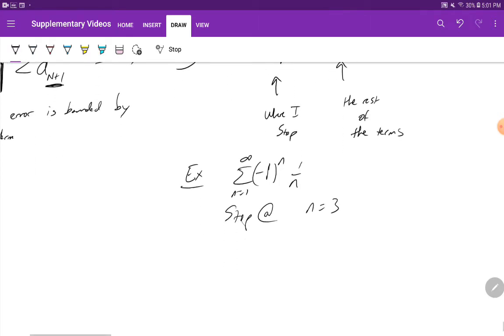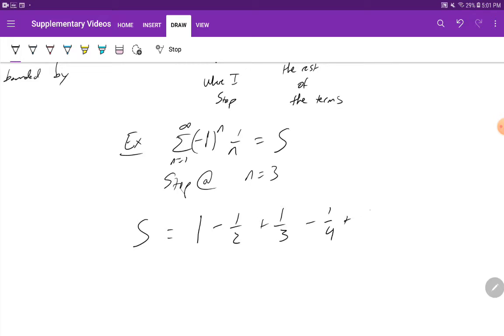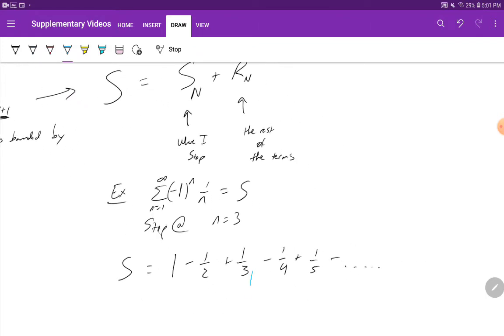This thing is going to equal a sum. We know that this is true because it passes AST. So the sum is going to equal 1 over 1, which is 1, that's the first one, minus 1/2 plus 1/3, minus 1/4 plus 1/5, and so on. Basically, for this example, the capital N represents the first 3 terms. But it doesn't represent the entire sum, obviously. There's an infinite amount of terms afterwards, going off to infinity. That's what I call R sub n. I really hope that makes sense.